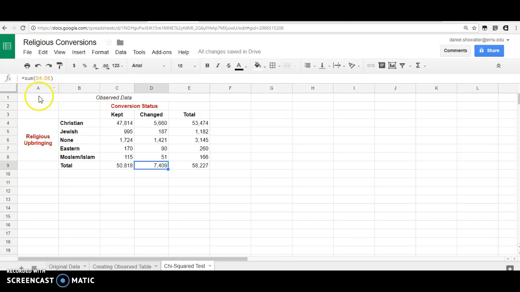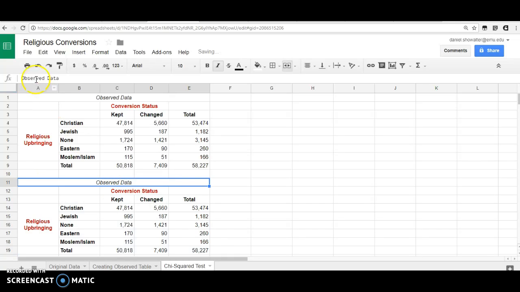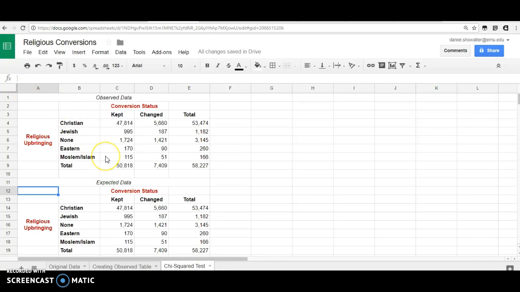Okay, the next step is I'm just going to select all of this, and we're going to make our second table right here, and we're going to call this the expected data. So this one's just a little bit odd to adjust to, but what we're really looking at in this test is our null hypothesis would be it doesn't matter which religion you're raised in, the chance that you'll eventually convert is the same.